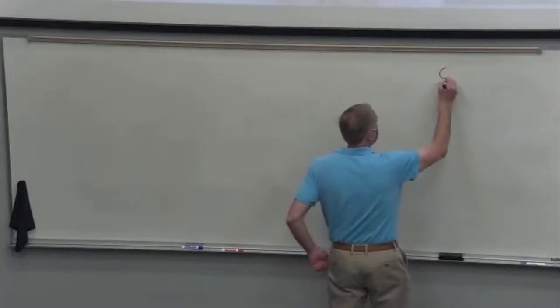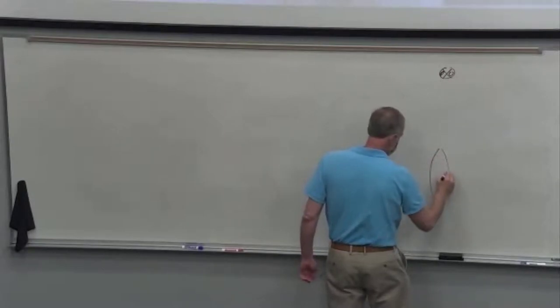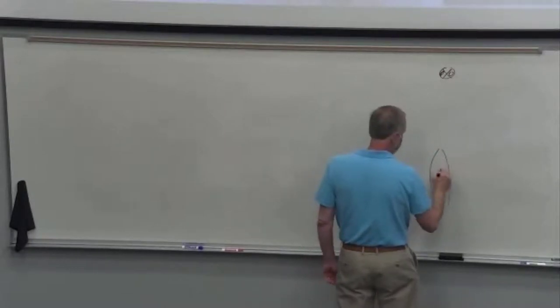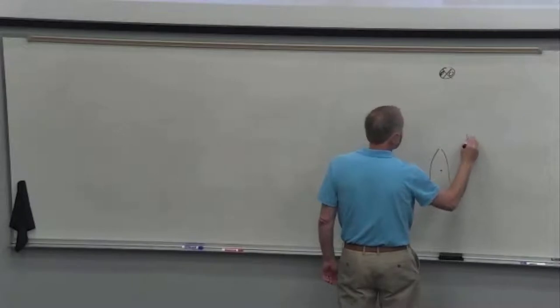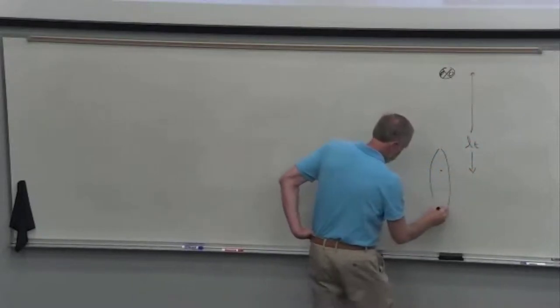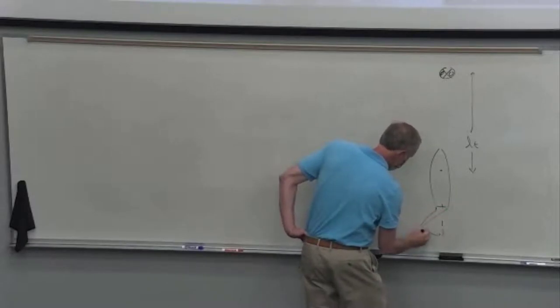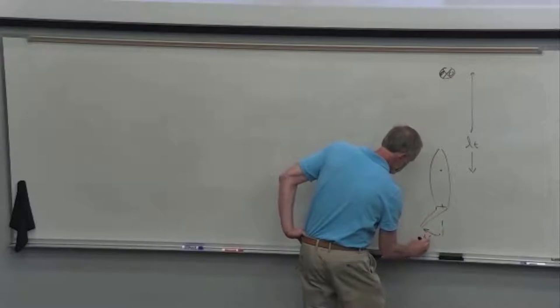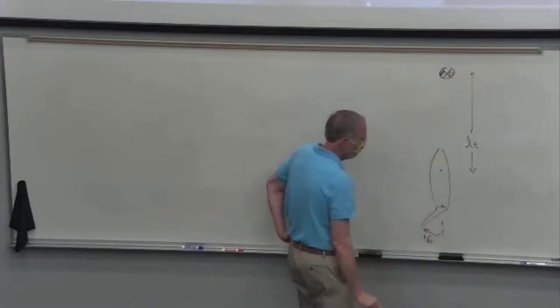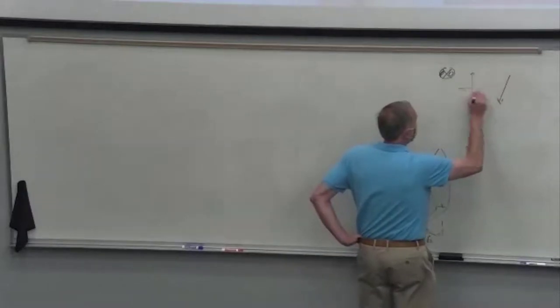So we have the vertical tail aft of the CG, distance LT. And we have a rudder, positive rudder, just like that. And positive side slip is defined like that.